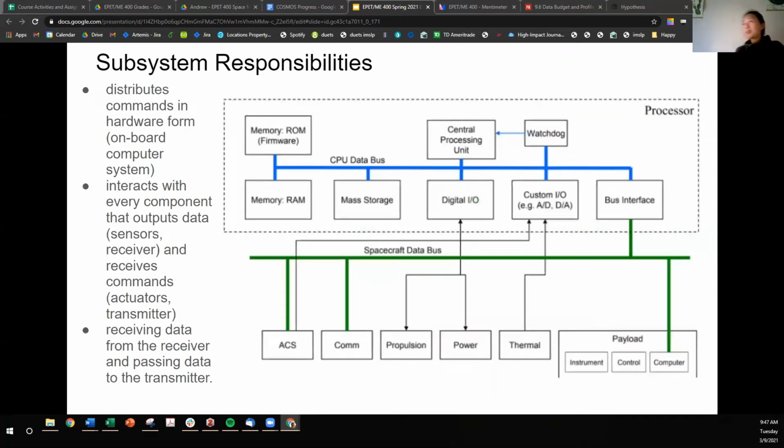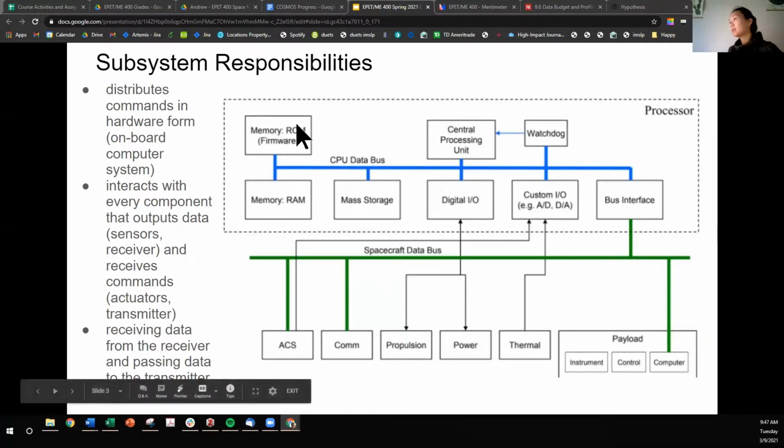So, subsystem responsibilities include distributing commands in hardware form. These are the electrical signals that are going through wires, through lines between the onboard computer and the different subsystems. The CDH subsystem interacts with every component that outputs data, like sensors and receivers, and receives commands for the actuators and transmitters. So here you'll see a diagram of this processor.